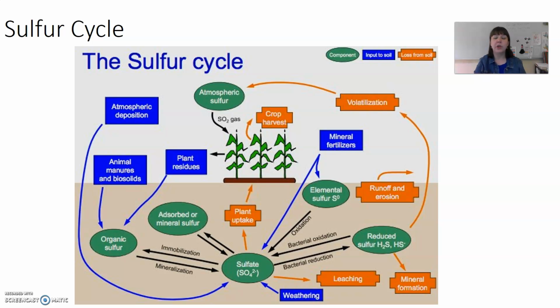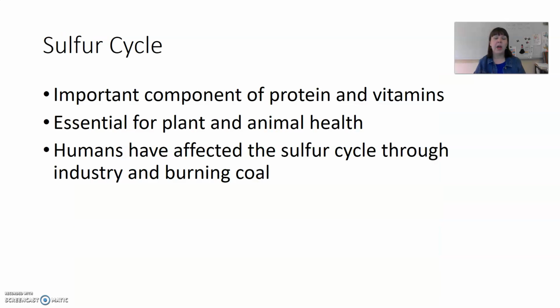A couple of things to note about the sulfur cycle. The reason that they do talk about the sulfur cycle is sulfur is important to animals. That's how we construct our protein and vitamins. So in that regard, it's essential for animal and plant health. So we need the sulfur. But the problem comes when we have artificially pumped in too much sulfur to this sulfur cycle through burning coal.